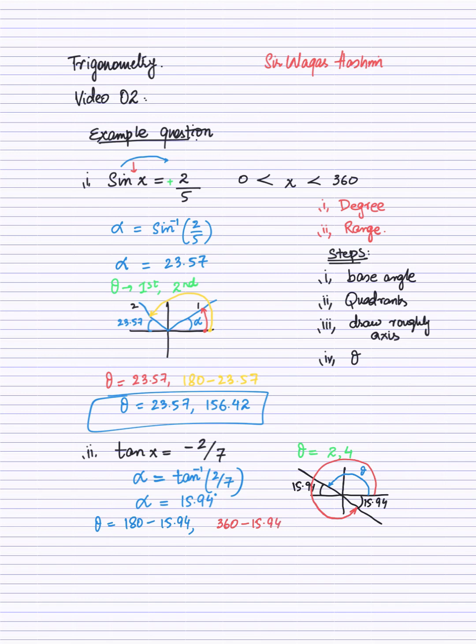All right, so 15.94 subtracted from 180, you will get 164.05. Similarly, 360 minus 15.94, you will get 344.06. That is your theta.